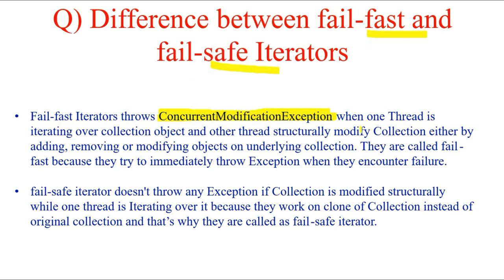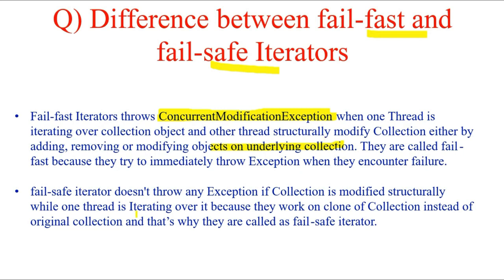When one thread is iterating over a collection object and another thread is structurally modifying it, like a read and write operation, by modifying the underlying objects of the collection, then they are called fail-fast. Why? Because they immediately throw this ConcurrentModificationException whenever they encounter such a situation. As soon as they find it, they throw it.